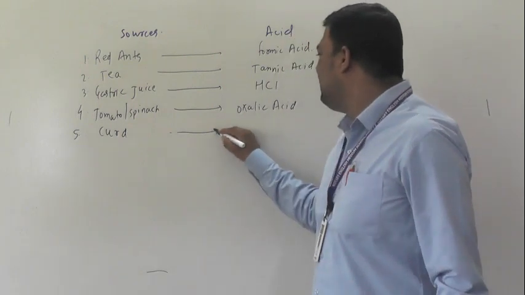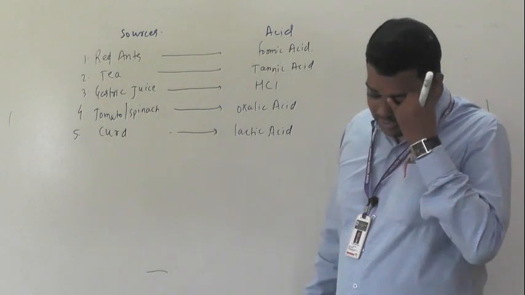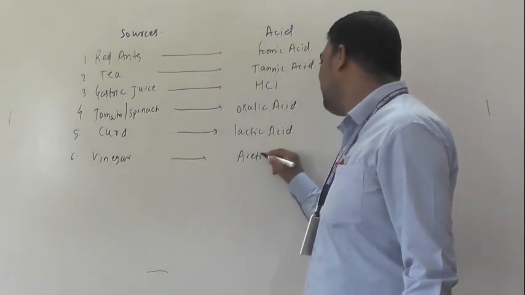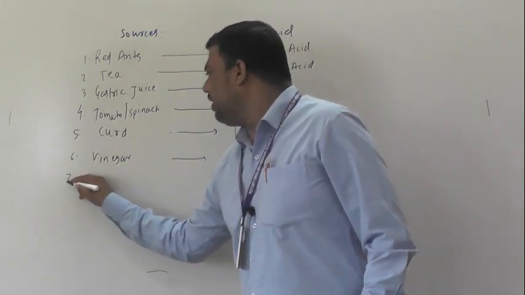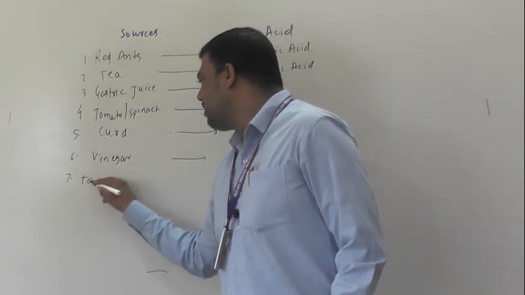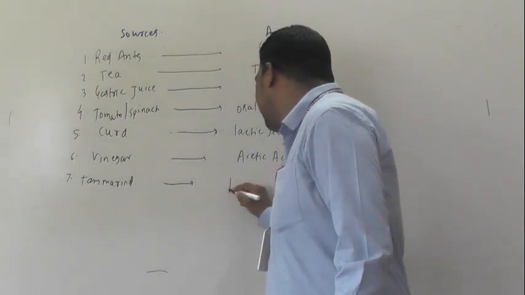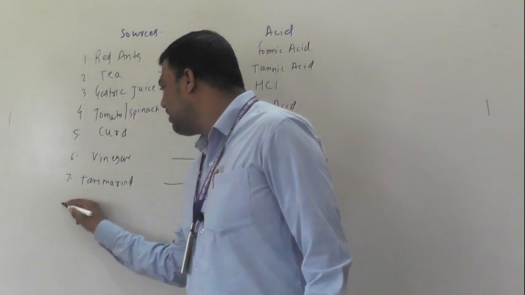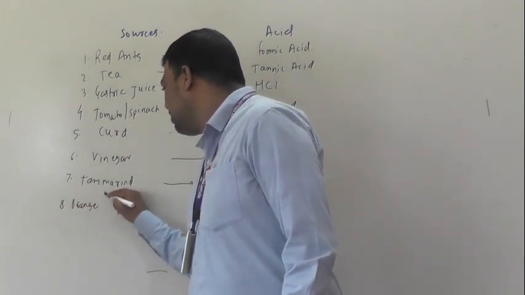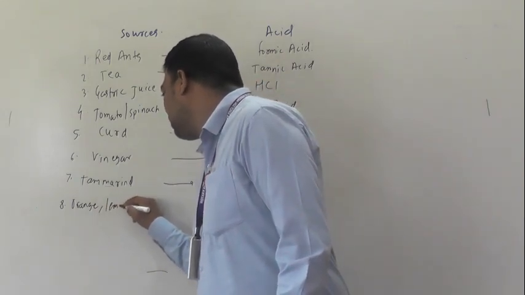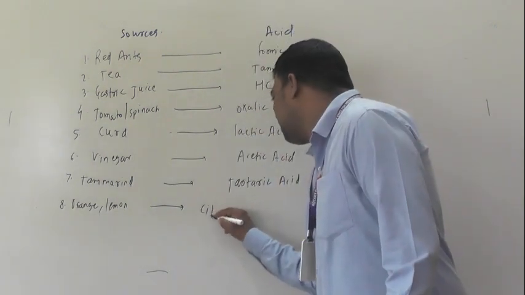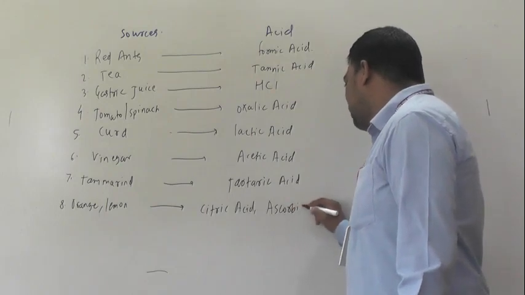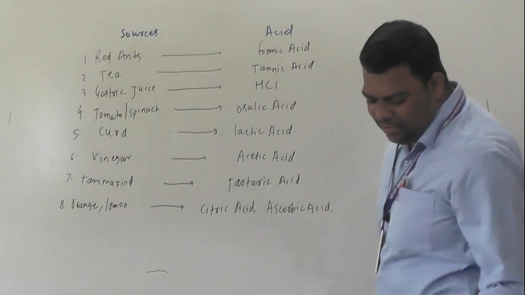In curd, the acid is lactic acid. Sixth, vinegar: acetic acid, as we discussed. Seventh, tamarind: tartaric acid. Then orange and lemon: citric acid, or in vitamin C, ascorbic acid. And many more, so many acids.